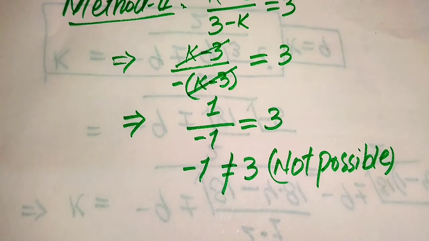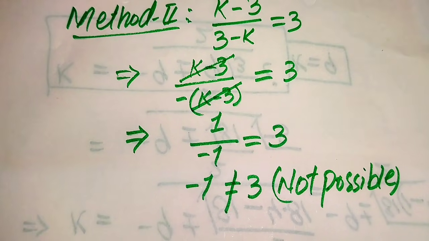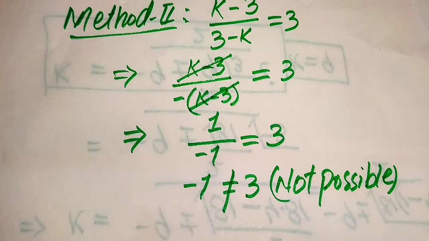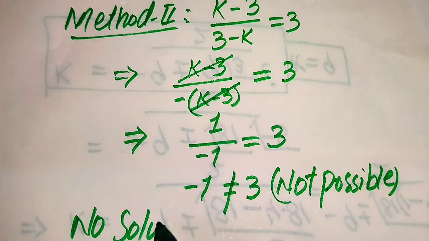So here we finally conclude that we cannot get any value of k which satisfies our given question statement, so our second method also concludes that this equation has no solution in general.